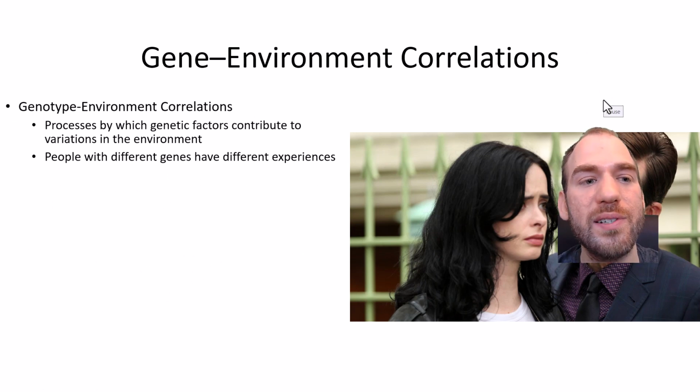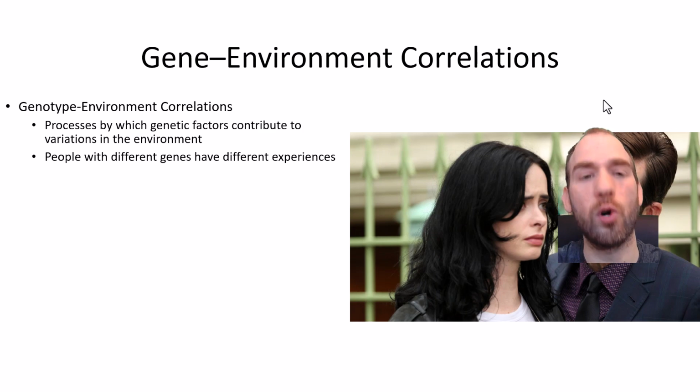Genotype-environment correlations: the process by which genetic factors contribute to variations in the environment. People with different genes have different experiences. So this is really what this is about: we have different experiences that happen to us that are correlated with our genes. And this can occur in a couple of different ways, which we're about to break down.